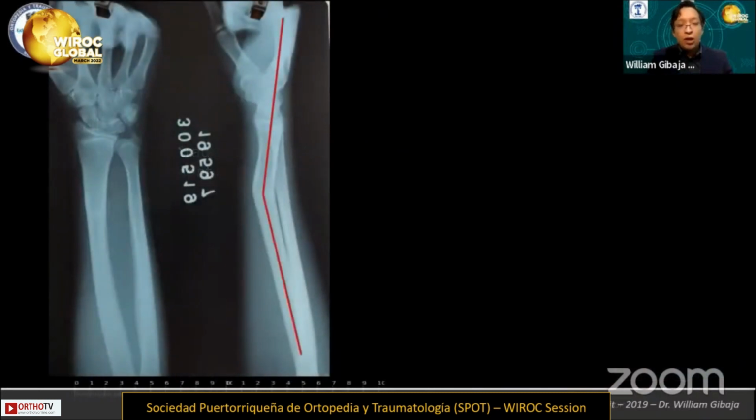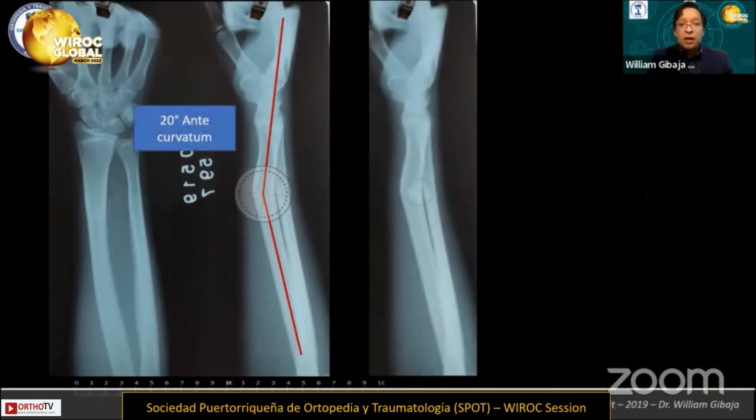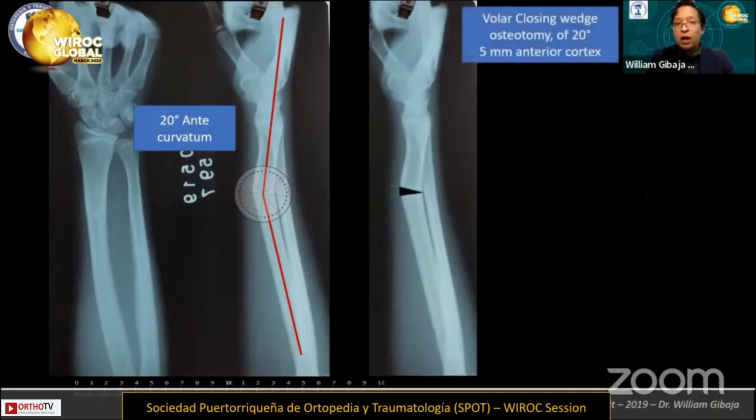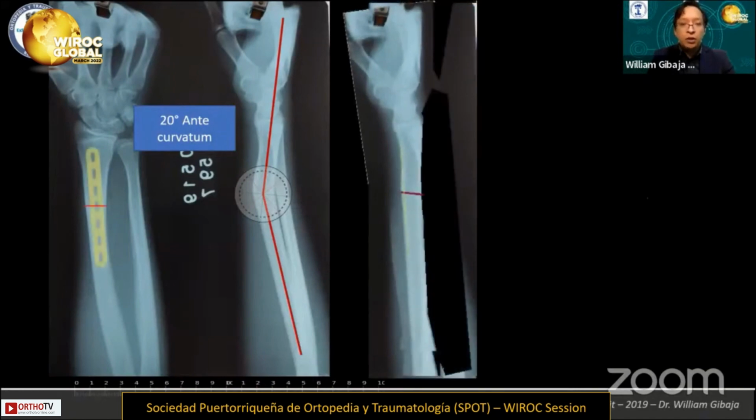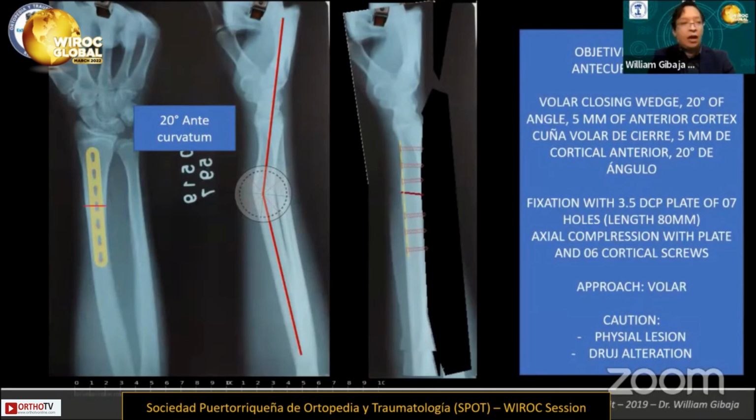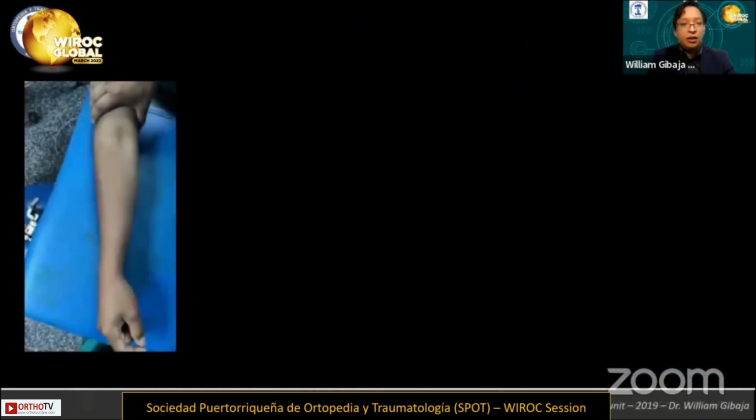So we draw our lines, we measure the angle. If it's 20 degrees of anticurvatum, then we can measure how much wedge we want to remove for a closing wedge, and in this case, 5 millimeters of anterior cortex would be enough to do a 20-degree closing wedge. Then we place our designed implant, and our surgical planning is noted to that.